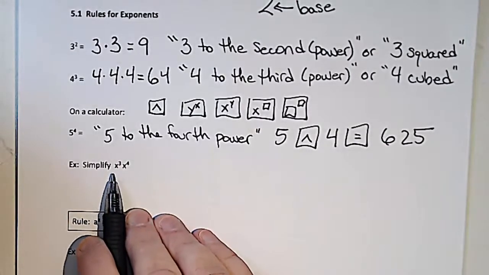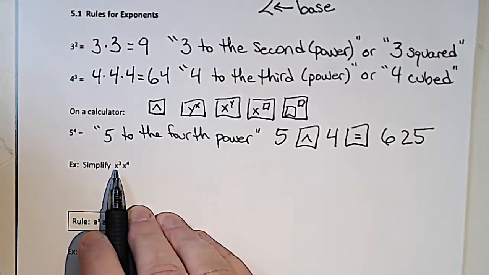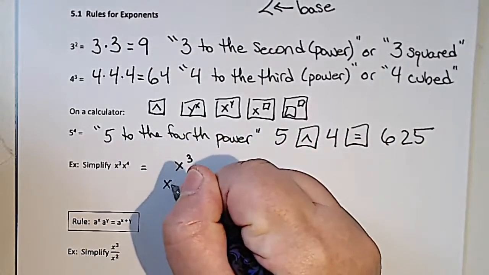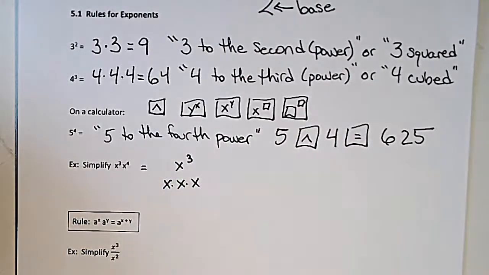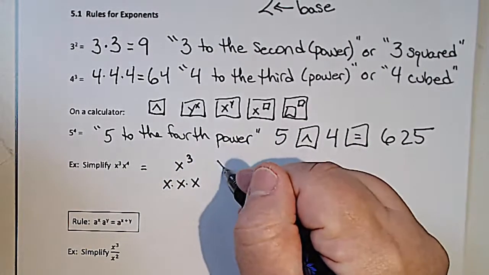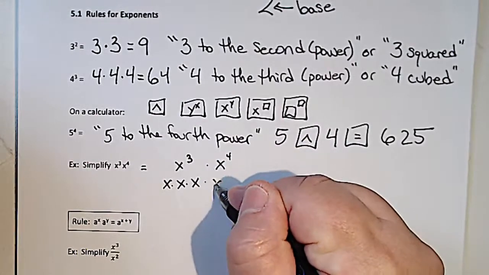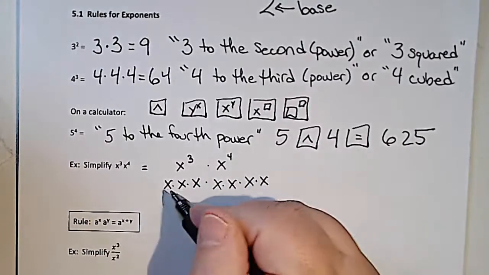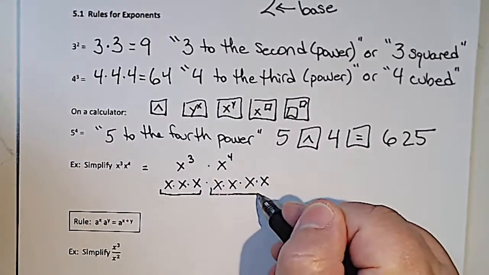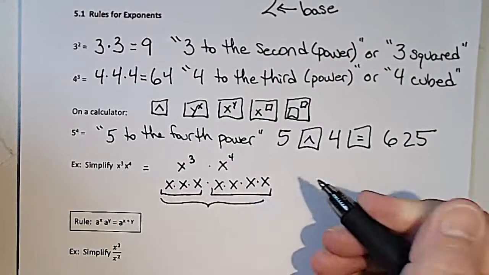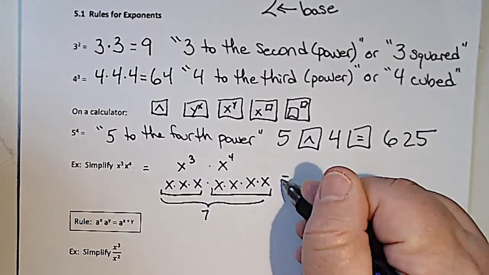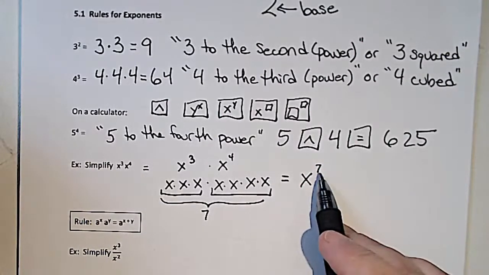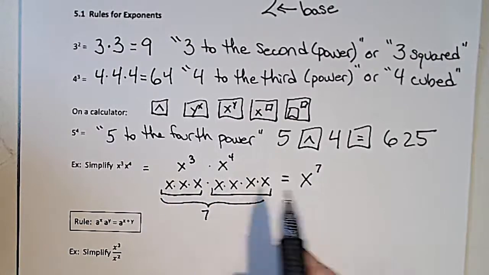So if we have x cubed, or x to the 3rd power, times x to the 4th power, x cubed is x times x times x. Remember, exponents are always multiplications. And x to the 4th is x times x times x times x. If we look at this, here's the 3rd, here's the 4th. All together, there are 7. So we end up with x to the 7th power. Now, x to the 7th power from 3 and 4, all we did was add them together.